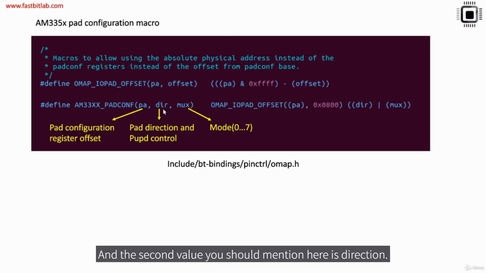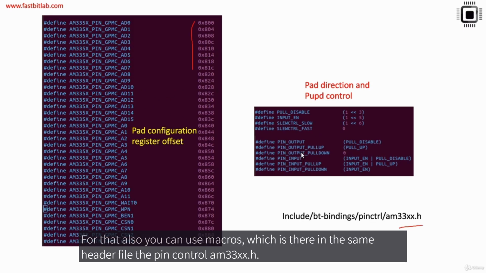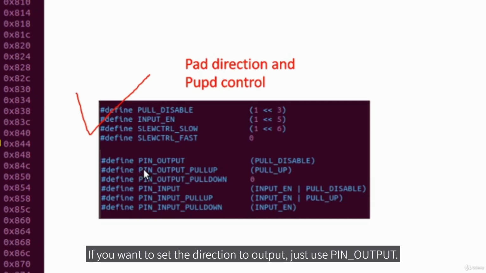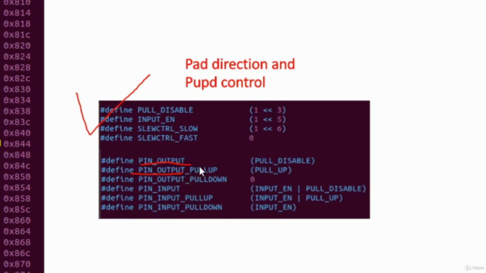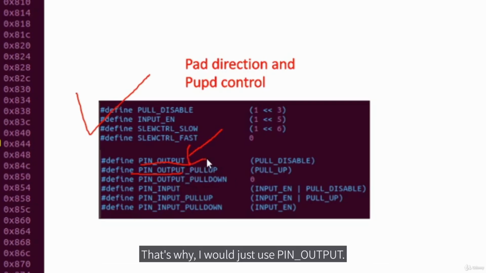And the second value you should mention here is direction. For that also you can use macros, which are there in the same header file, pinctrl am33xx.h. These are the macros you can use. If you want to set the direction to output, just use PIN_OUTPUT. So if you want output with the pull-up resistor activated, then just use PIN_OUTPUT_PULLUP like that. For this exercise, I just want to configure the pins to output. That's why I would just use PIN_OUTPUT.